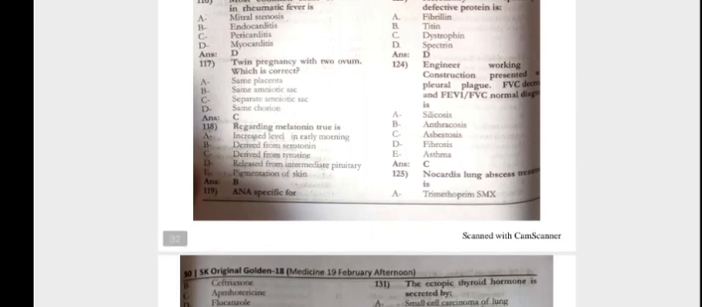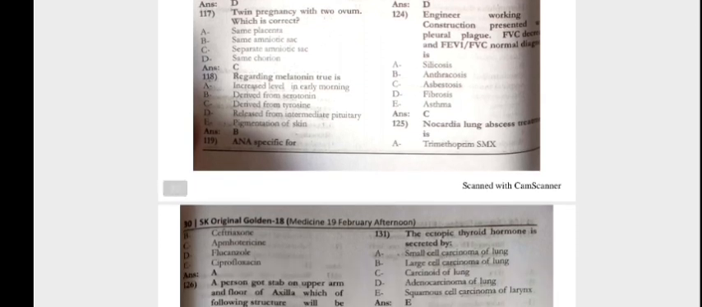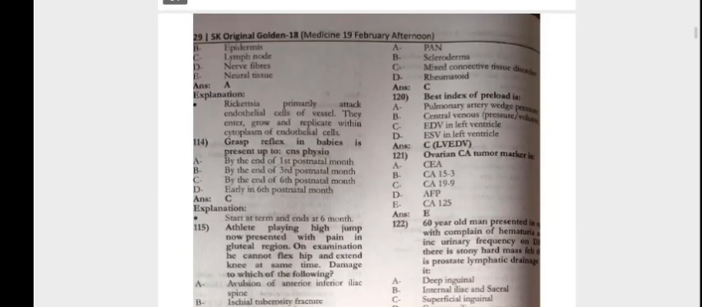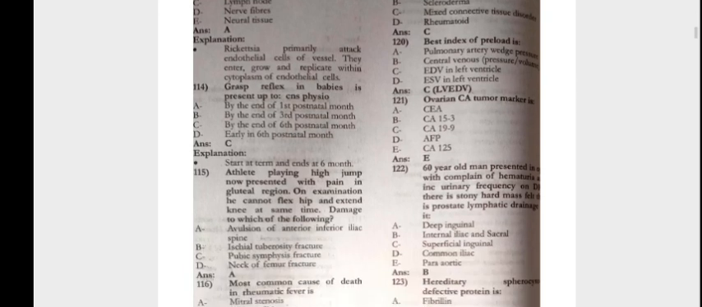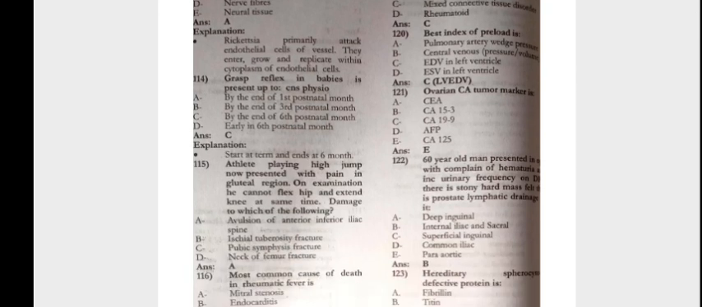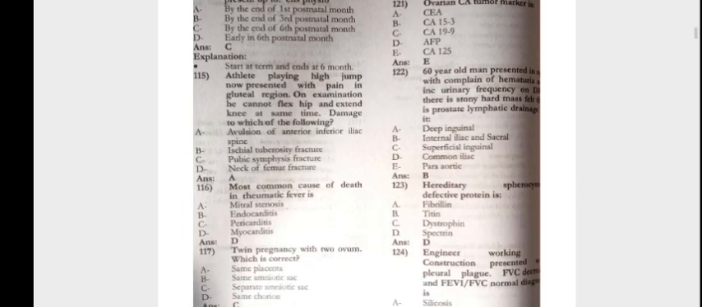The twin pregnancy with 2 ovum, which is correct? That is the separate amniotic sac. 118. Regarding melatonin, true is derived from serotonin. ANA specific for mixed connective tissue disorders. Best index of the preload is EDV in the left ventricle. Ovarian CA marker is definitely CA125.